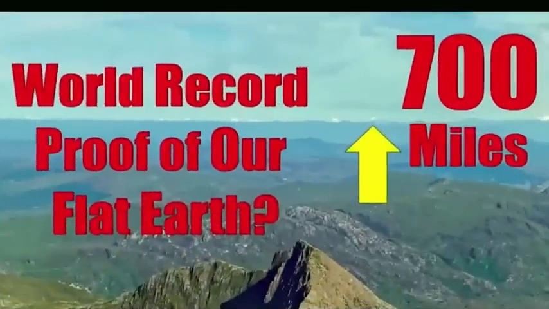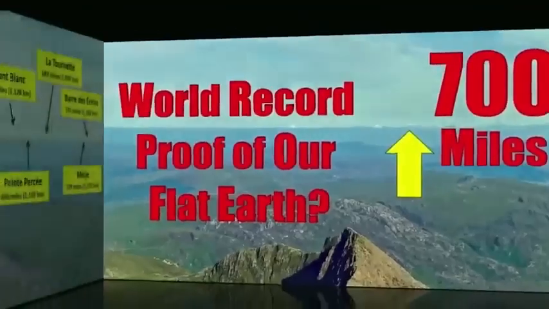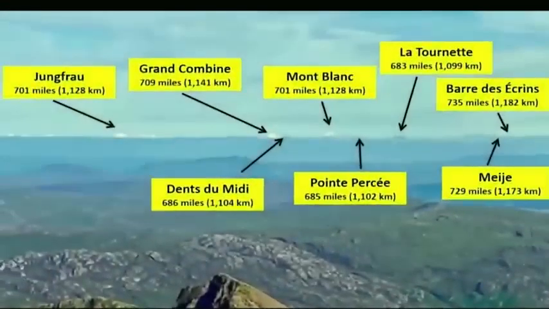If the Earth is a globe, there is a required distance to a physical horizon, but there is no physical horizon. The horizon is optical. These mountains here, all 8 of these, are over 700 miles away. There should be over 40 miles of curvature, physical curvature.